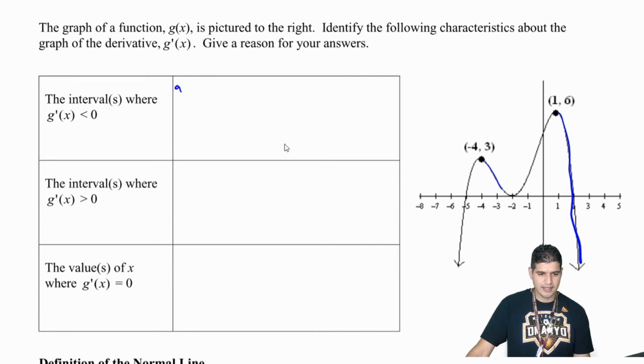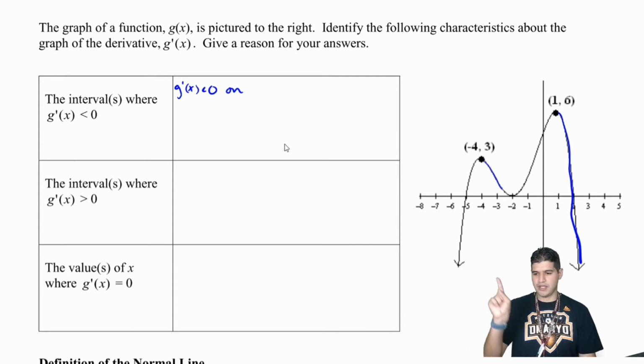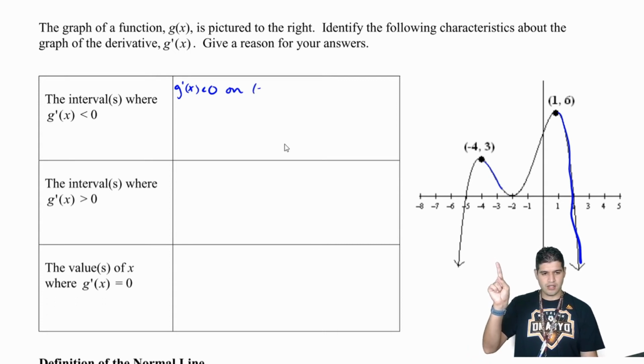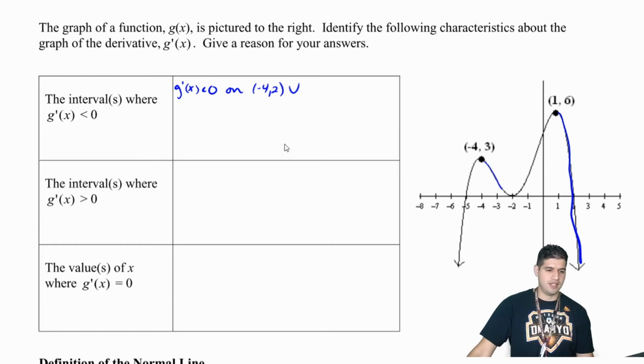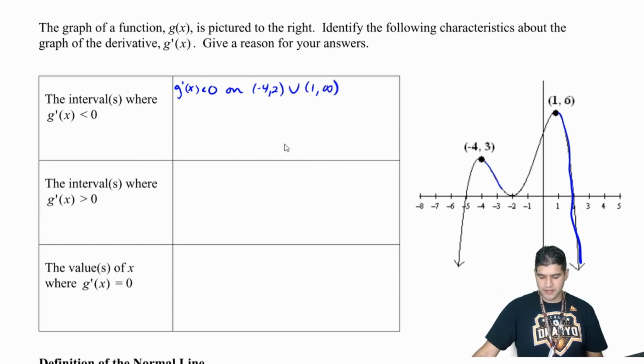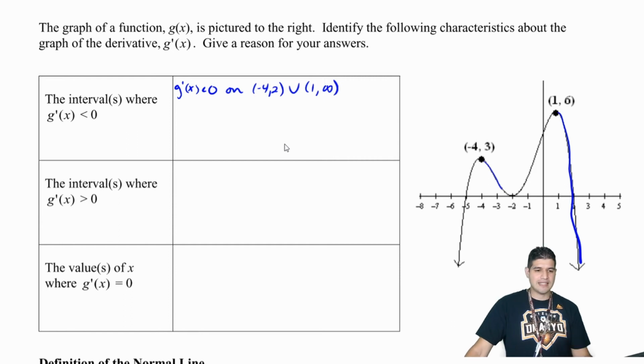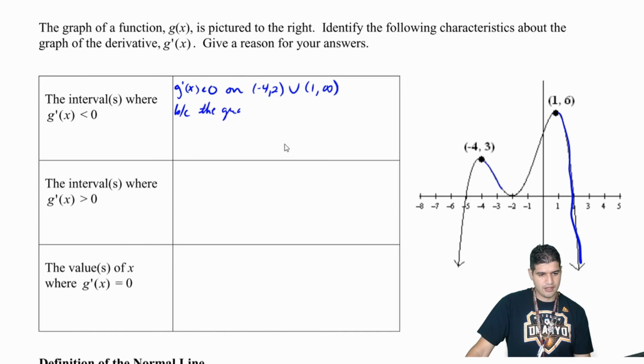Well, we're going to say g prime of x is less than 0 on, what we're going to do is give those intervals. So here I have from -4 to -2. And union, I have it from 1 all the way to positive infinity. So those are the sections where the function's decreasing. What are we going to say? The reason for that is because the graph of g of x is decreasing.